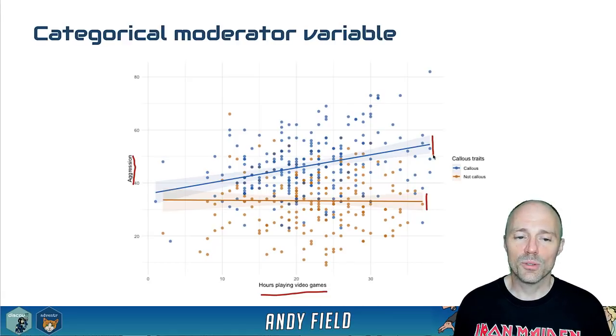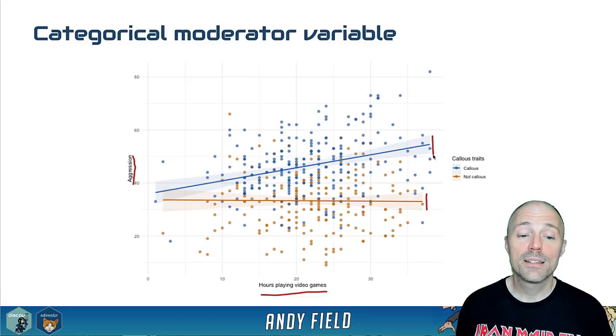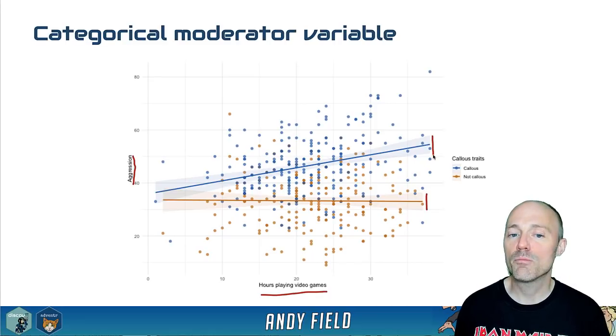So what this tells us, the fact the line is sloping upwards, is that as the number of hours playing video games increases, levels of aggression increase too. So for those who have callous unemotional traits, there's a positive relationship here between playing video games and aggressive behaviour. And this is what we mean by moderation.